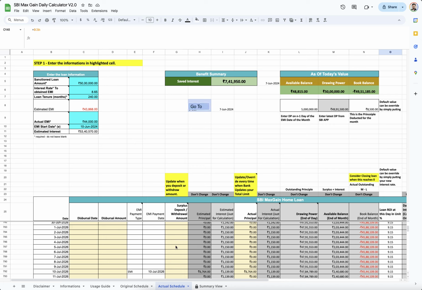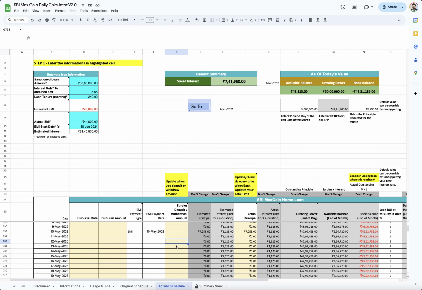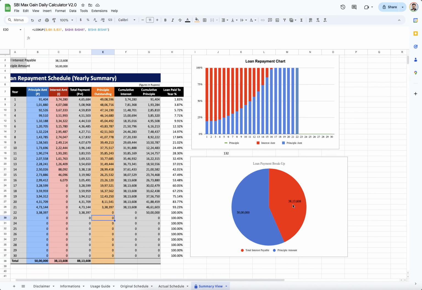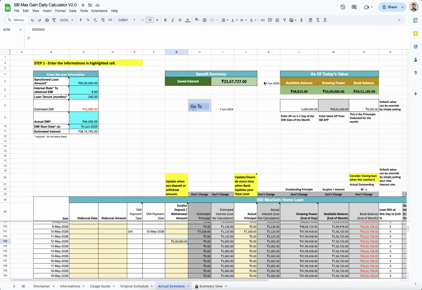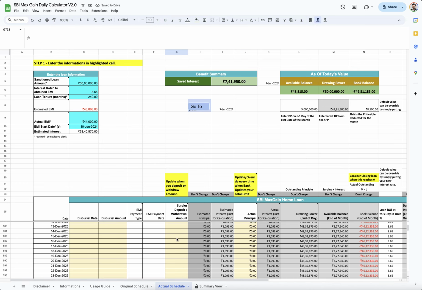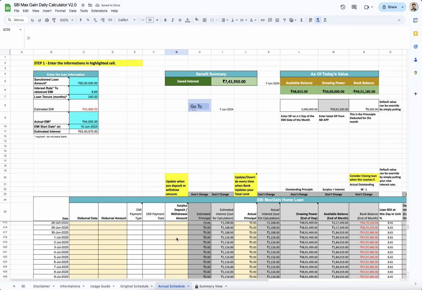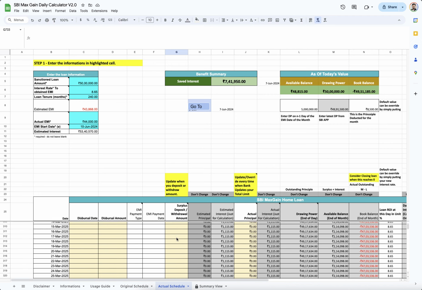If we were to park, let's say, 5 lakhs, I'm just trying to check. So you can see how much interest we are paying. A huge increase in the saving of interest, 22 lakhs in the initial years, right? So this is how we can play around, put in some figures, and see how much interest we can save.